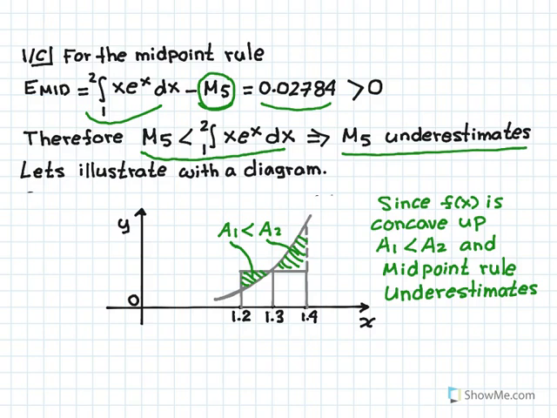We know f of x is concave up, as discussed before. So you can see that A1, this area, is less than A2. And for that reason, the midpoint rule underestimates. It's a little bit hard to see from the diagram, but it's clear that A2 has a larger area than A1. And for that reason, the midpoint rule is underestimating.